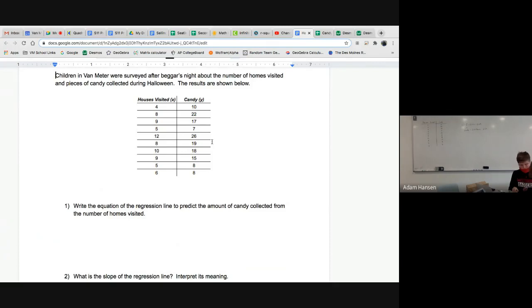So how do you do number 4? For 4, what's it asking? So that statement should lead you to what? The percent of variability in our response variable, the amount of candy, that's explained by the variability in our explanatory variable, the number of homes visited. That's just asking you to write down the coefficient of determination. So what's your R squared value that you got in decimals?